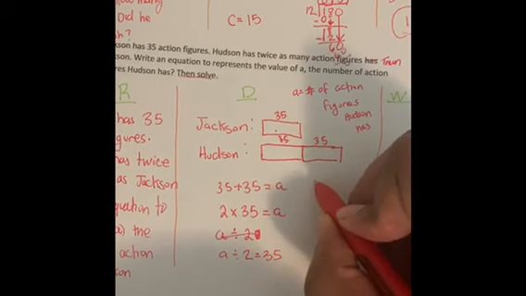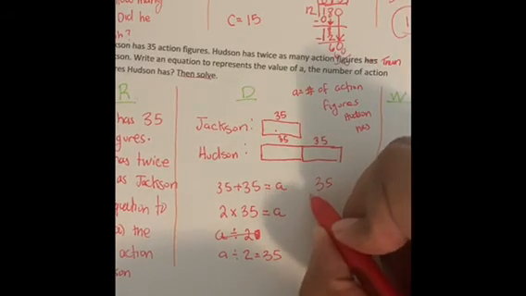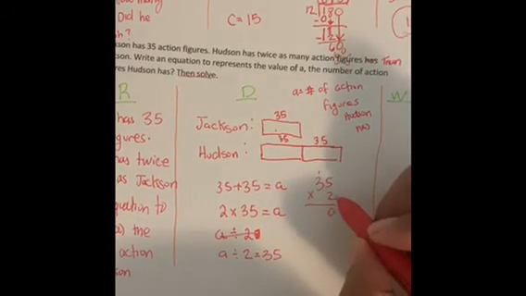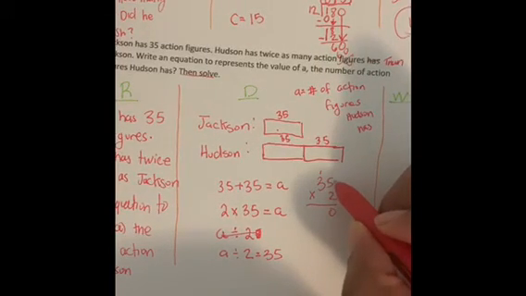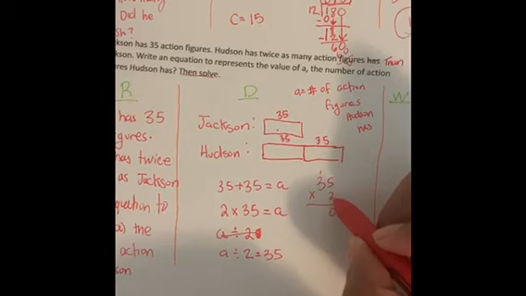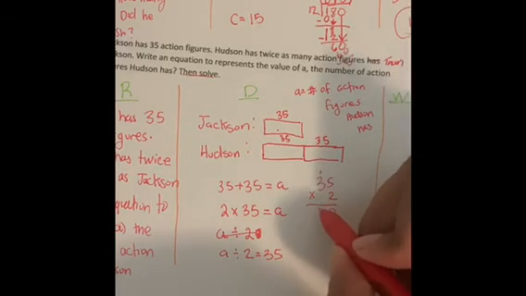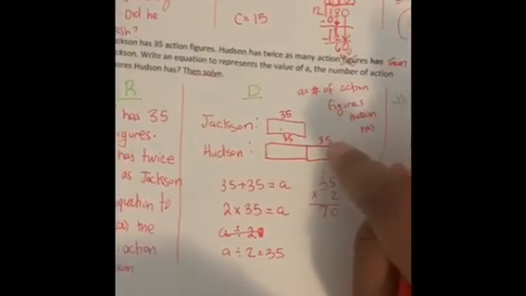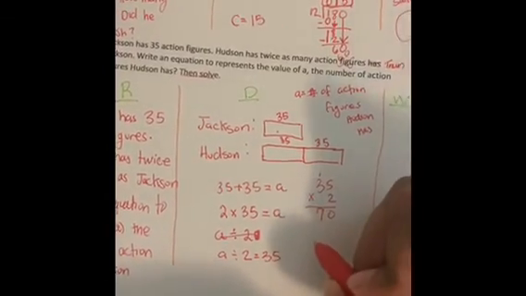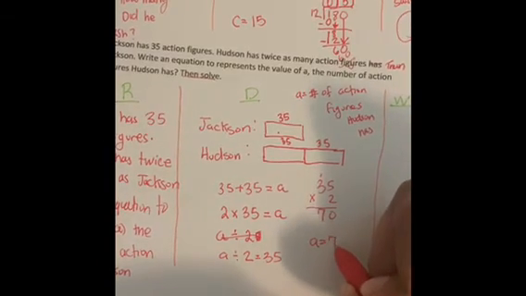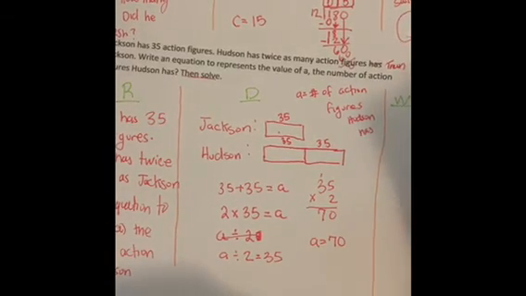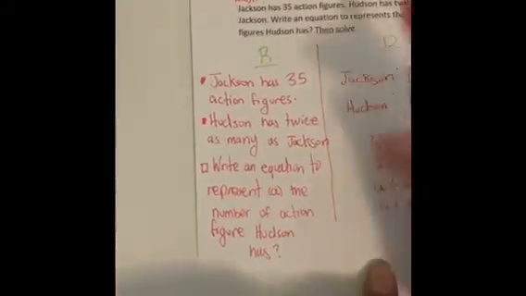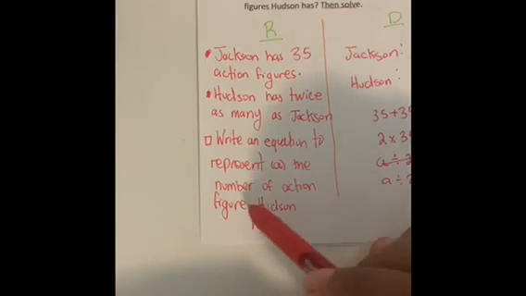You can solve it. So if you do 35, and then we say times 2, that's going to be 10. That's 5, that's 10. That's going to be 6 and 7. So that means, and you could have just seen 35 plus 35 is 70. A equals 70.